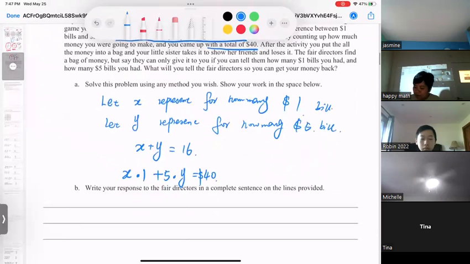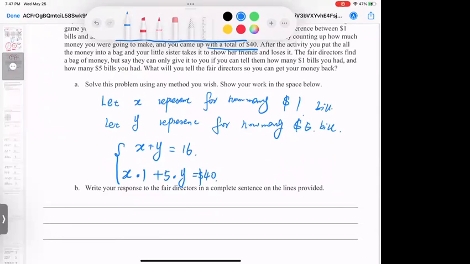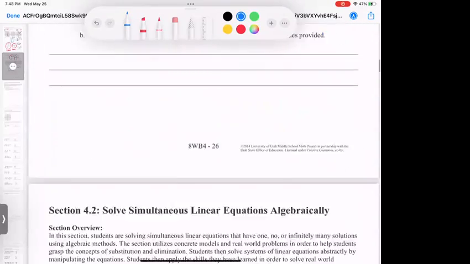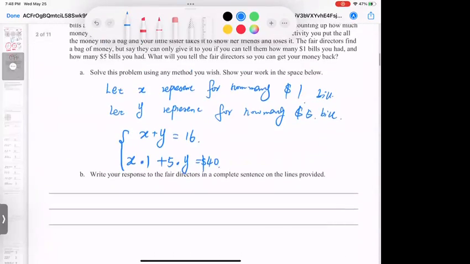So here, can you figure out what is X, what is Y? I gave you a little bit of time. Write your response to the direction in a complete sentence on the line provided. Let's see what that is. You can find the linear function, graph the linear function, or maybe you can solve the equation. How?